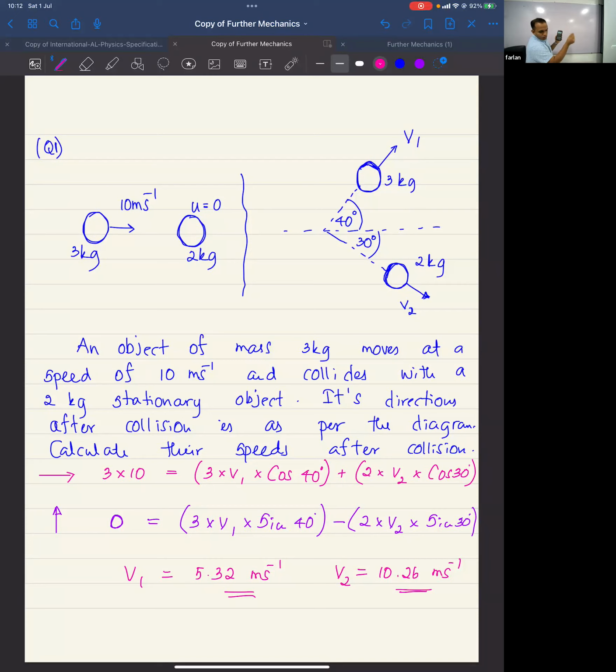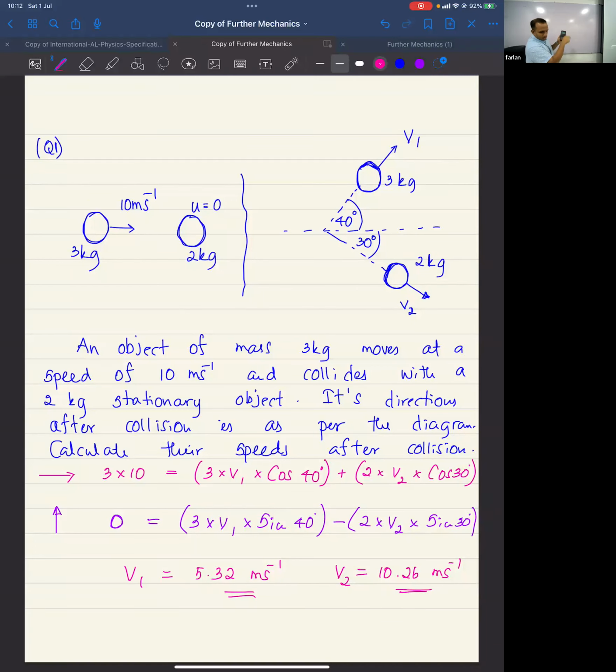v1 is 3 into cos 40 v1, right? So the coefficient of v1 is 3 cos 40. So I will put 3 cos 40 and press equal. Then you will be taken to the next one. For v2, the coefficient is 2 cos 30. So 2 cos 30 equal. And that is equal to 3 into 10, 30, right? So the value of c is 30. Then you will be taken to the next equation.